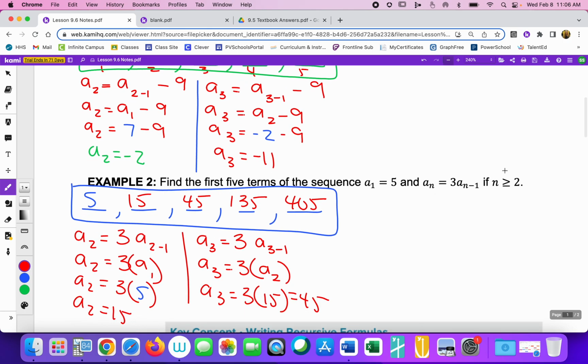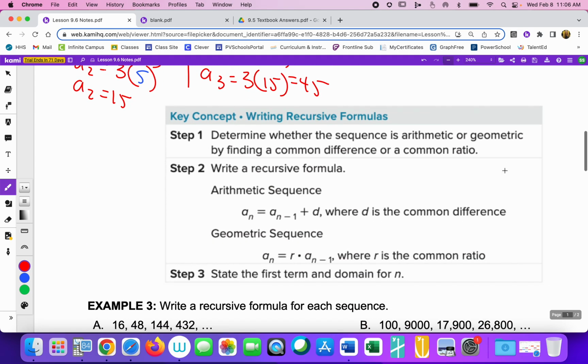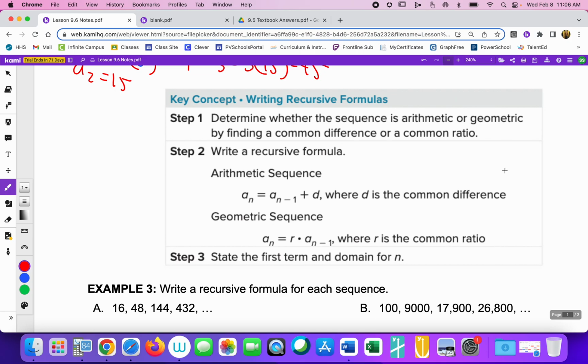Now we're going to do the opposite. You're going to be given a sequence, you need to write the formula. So this is why you need to understand how it works. You're going to have to first figure out whether it's arithmetic or geometric. Arithmetic will be adding or subtracting the same number. So that's what's called a common difference.